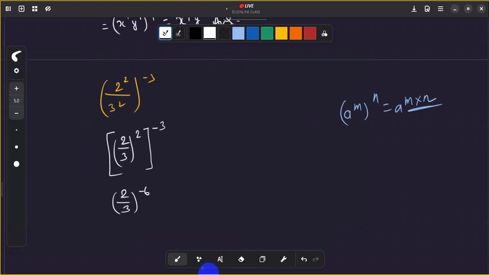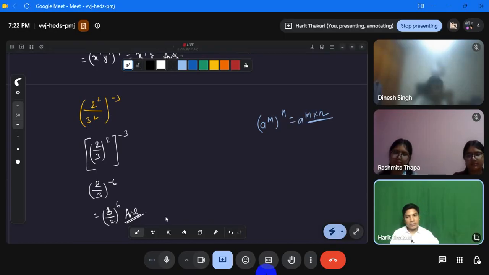To make it positive, we can just interchange these two terms, right? 2 and 3 can be interchanged, meaning the numerator can be made the denominator and the denominator can be made the numerator, in order to convert that negative power into positive. So you can write it as 3 over 2 whole to the power 6. And this is our answer. Got it?